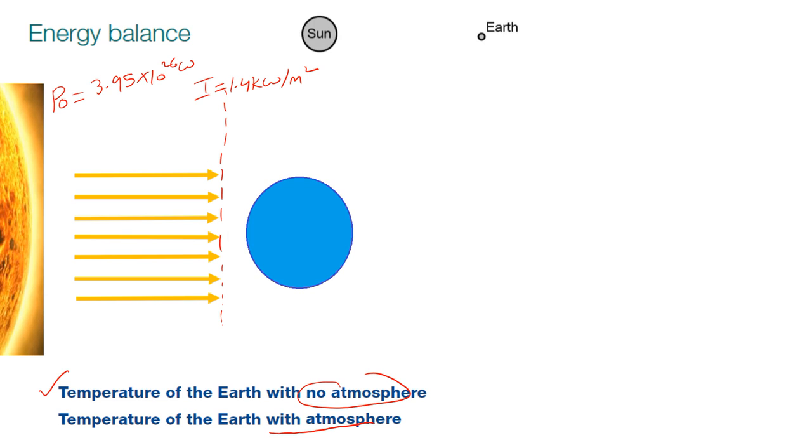So let me very quickly walk us through the concept. If the intensity of energy at the atmosphere is 1.4, assuming that there is no atmosphere, then even at the surface, if I consider this as the surface, the intensity will also be 1.4. Now using all of this we have to find out the temperature of the earth.